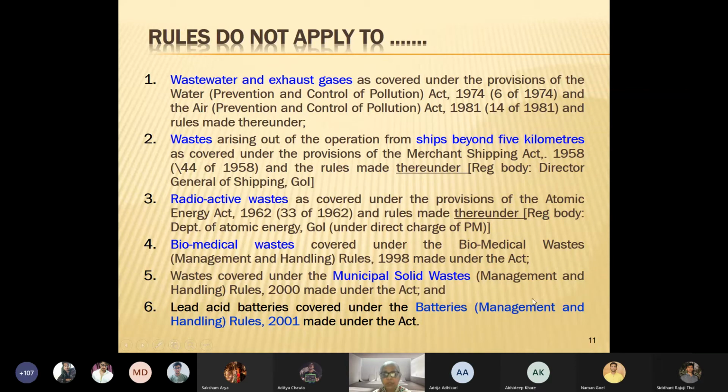Then we have municipal solid waste, which is again governed by CPCB. And then finally, the lead acid batteries, which are governed by the Batteries Management and Handling Rules under this act, and that's again under CPCB.